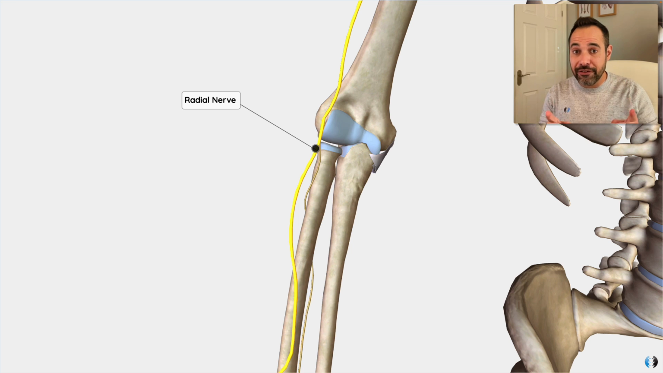So once again, nerve symptoms, less likely to be tennis elbow, could be the cervical spine, as we said a second ago, or could be the radial nerve.